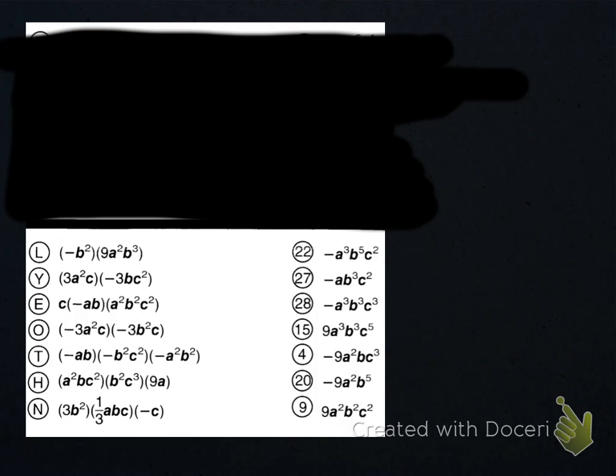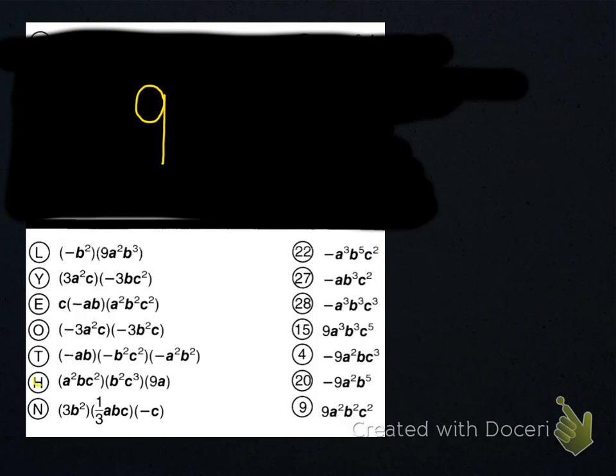Letter H. A squared B C squared times B squared C cubed times 9A. I don't always arrange, well, to be honest, guys, I never rewrite them. I just rearrange them in my head. So here you are, ready? Get inside my head. We're going to do letter H. We're going to rearrange together, and we're going to multiply all the coefficients together first. There's a 1, there's a 1, there's 1, 1, 1, 1, 1, 9. Okay, so I only have a 9.